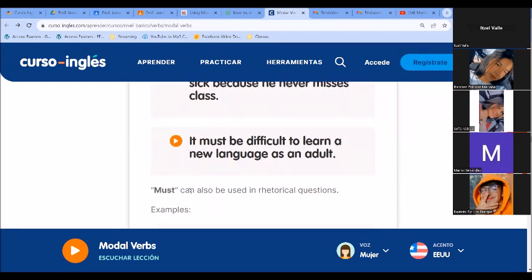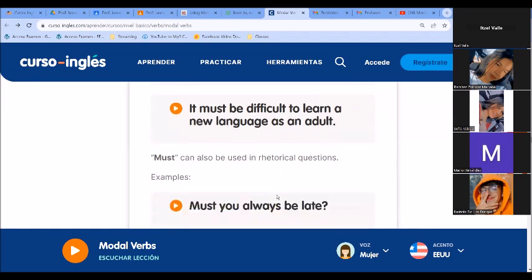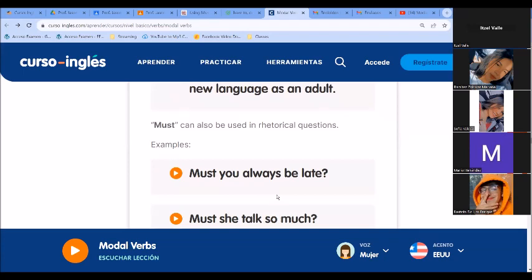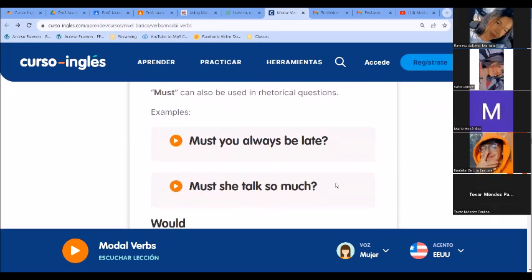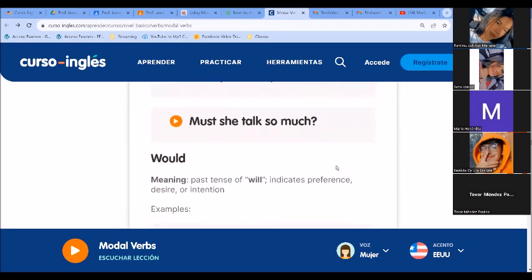And when you use must for questions, you don't really want someone to answer you. All right? Must you always be late? More satiric, more rhetorical. Must she talk so much? All right? You're not asking a question per se. You're kind of stating something through question form. Right? Let's look at would.